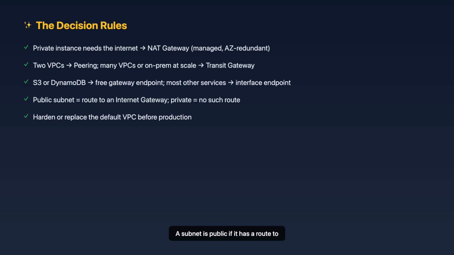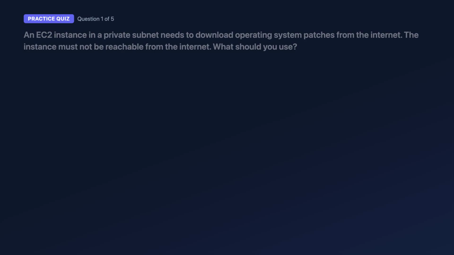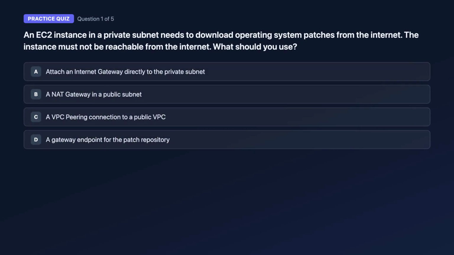A subnet is public if it has a route to an internet gateway, and private if it doesn't, and always harden or replace the default VPC before production. Now let's see how well you absorbed all of this with a quick 5-question quiz. Alright, time to put your knowledge to the test.